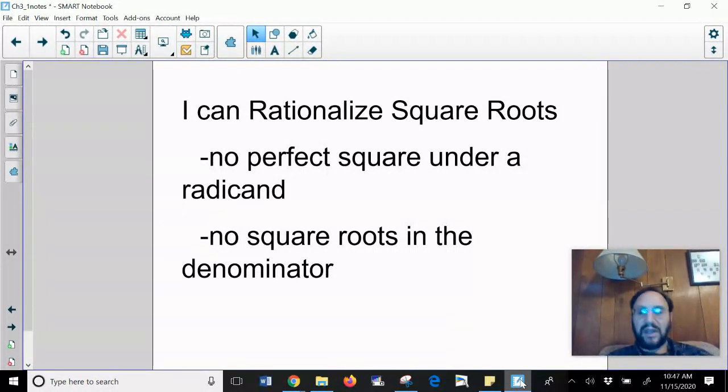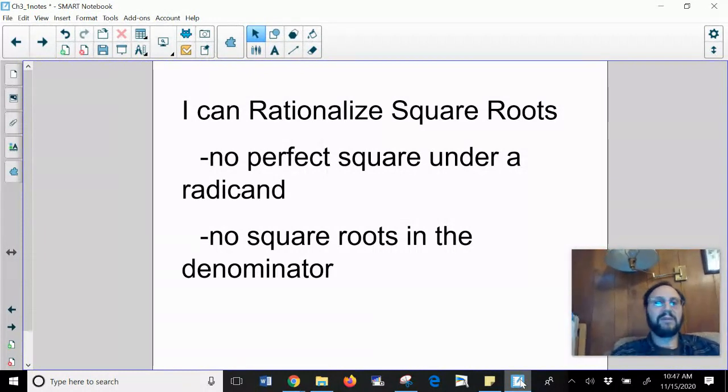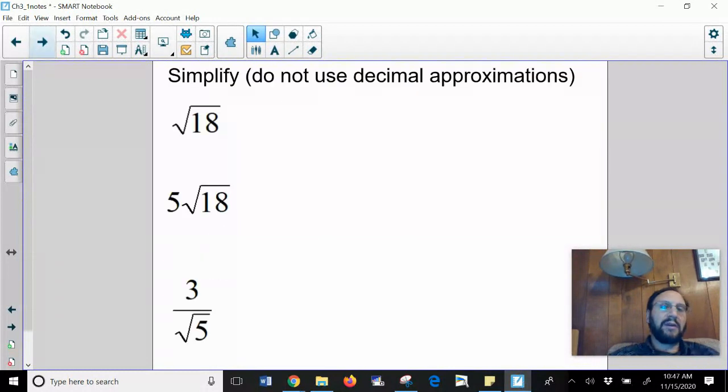Because if you just use a calculator, you'll get a decimal value most of the time, and the decimal value is not accurate or helpful when you're dealing with many of the problems that we're going to have in class. So you can see it says I can rationalize square roots, which means there's no perfect square under a radicand, the square root symbol, and there's no square roots in the denominator. So you can't have square roots in the denominators either. So here are the type of questions that we're going to have.